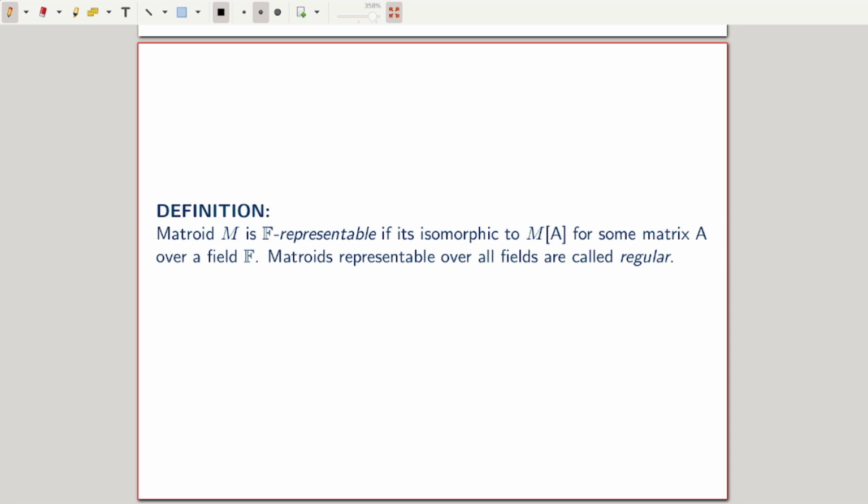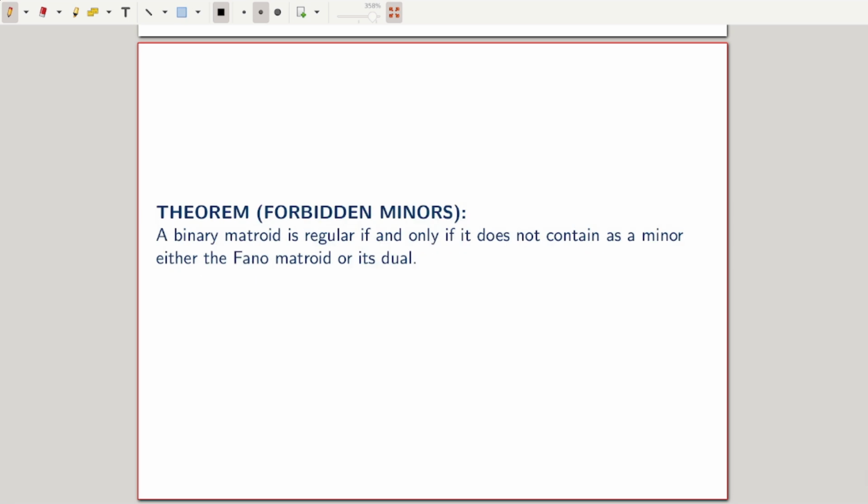Having all this information in mind, I will end by stating, for your own consideration, a particular theorem. Following the work of Tutte, a binary matroid, the one exemplified by our Fano plane, is regular if and only if it does not contain, as a minor, either the Fano matroid or its dual.